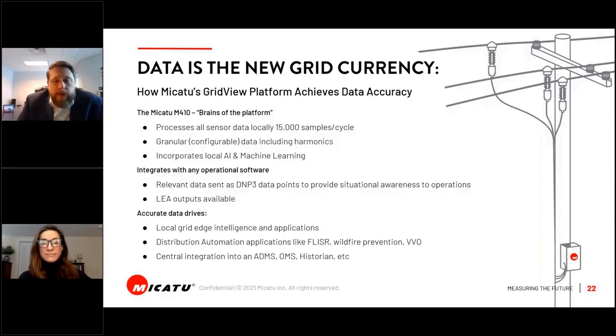Finally, new applications can come in like FLISR, fire prevention, VVO, a lot of stuff we can really start to push further, and do this in a cost-effective, low ownership methodology. So our goal is to give you the M410 with the ability to use multiple sensors for all the different sensing applications that you may need. So we're really pushing towards that.